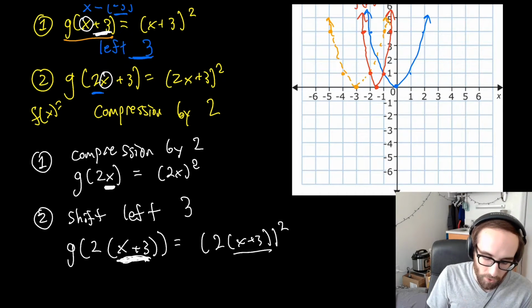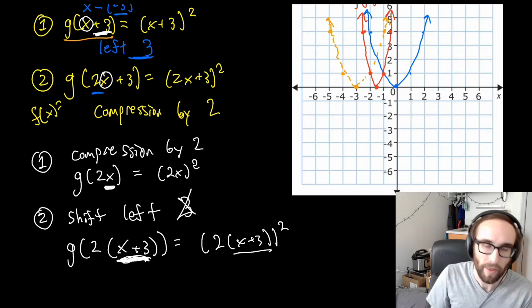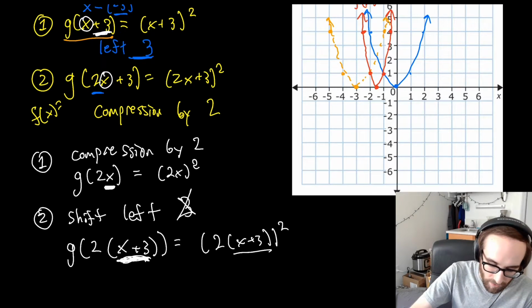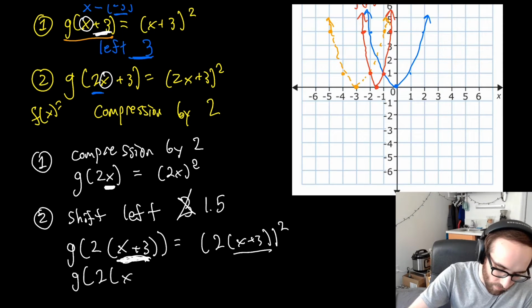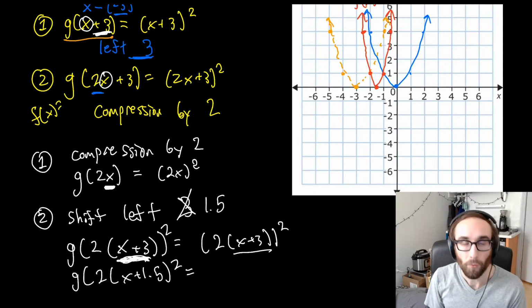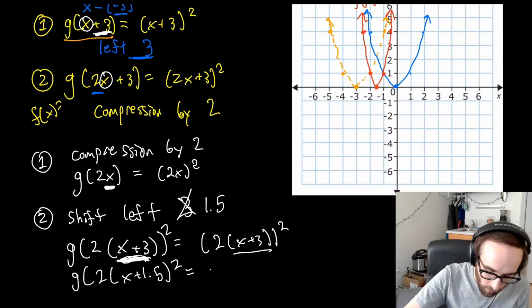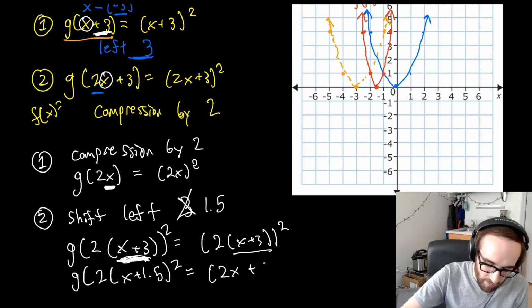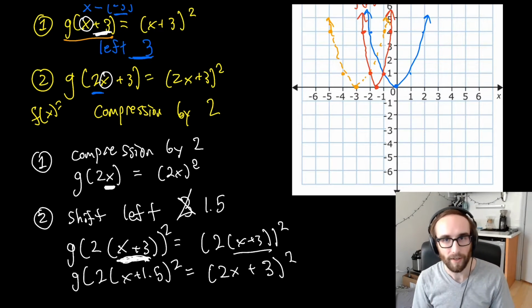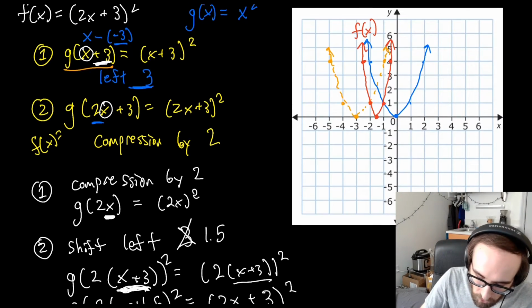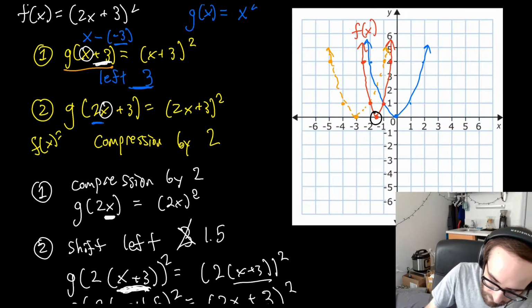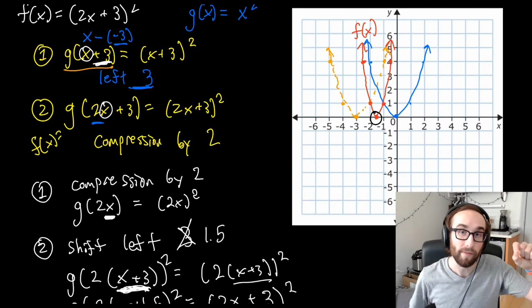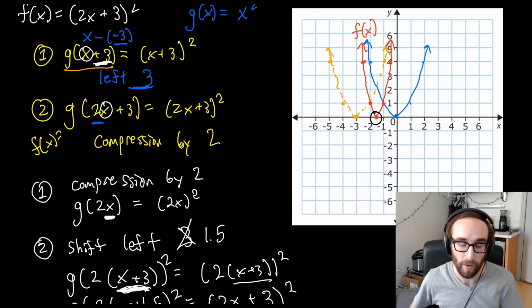One workaround that you could do is to match it up with f of x. We could shift to the left 1.5, because notice if we have g of 2 times (x plus 1.5), oops, this should be squared. If we were to distribute that 2, we would end up with (2x plus 3) squared, which is f of x. And this makes sense because we have a skinnier graph, and also notice that our vertex is at -1.5, so we have that shift to the left 1.5.